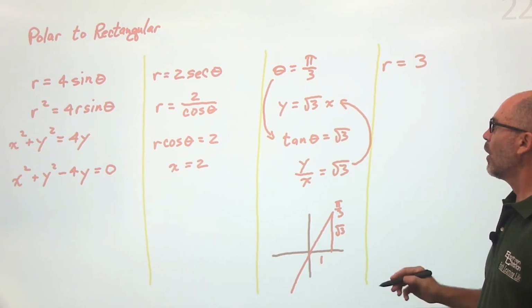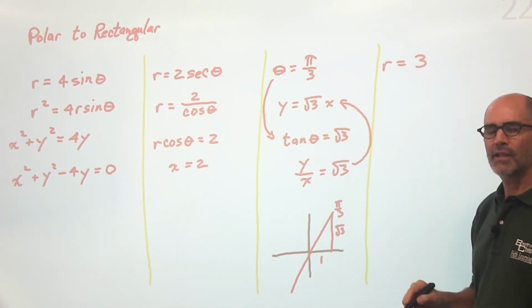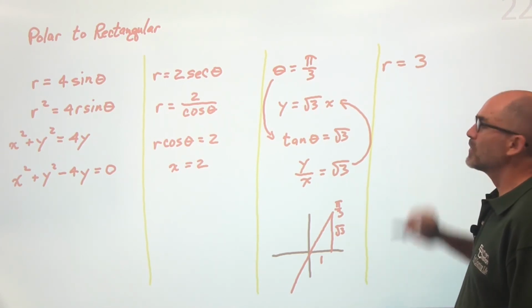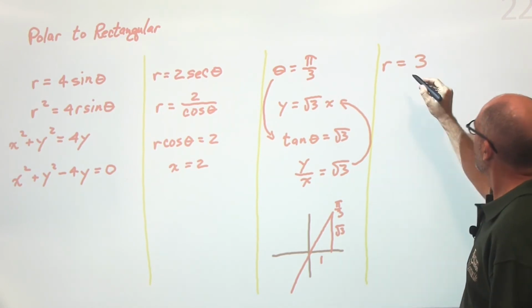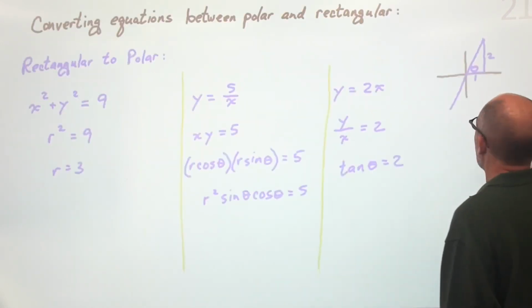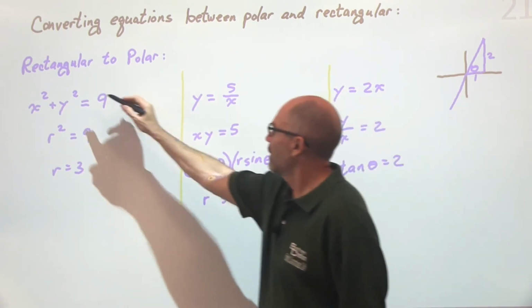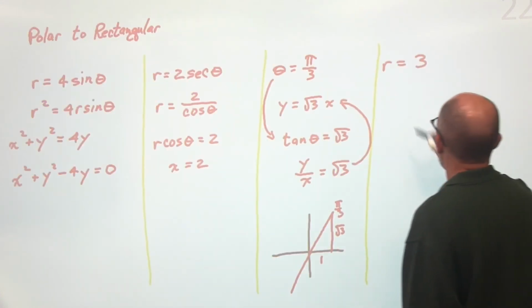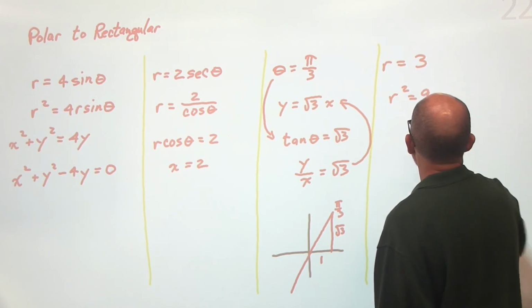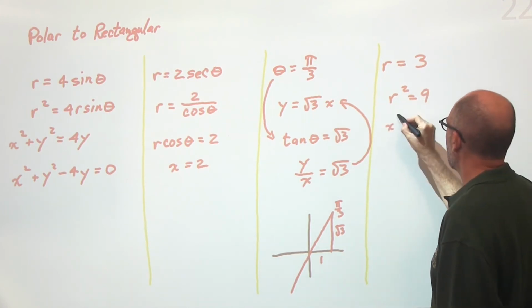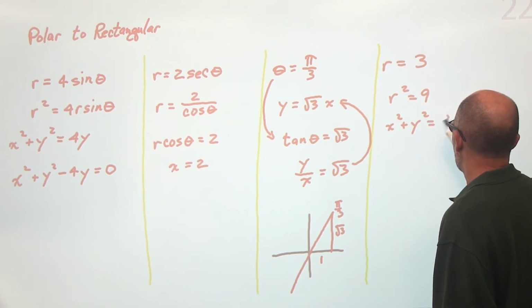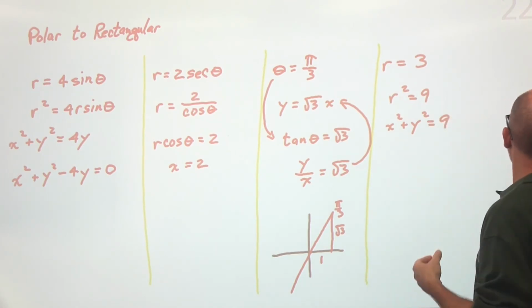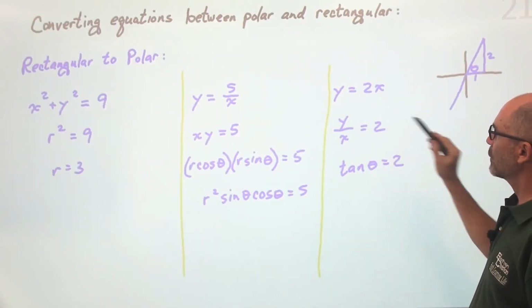Now, one last one, r equals 3. So that's going to be a circle with a radius of 3 and the center at the origin. Well, notice I'm really going the other direction from this one. If r equals 3, I'm going to square both sides and make this r squared equals 9. Now, r squared equals x squared plus y squared. That's it, game over.